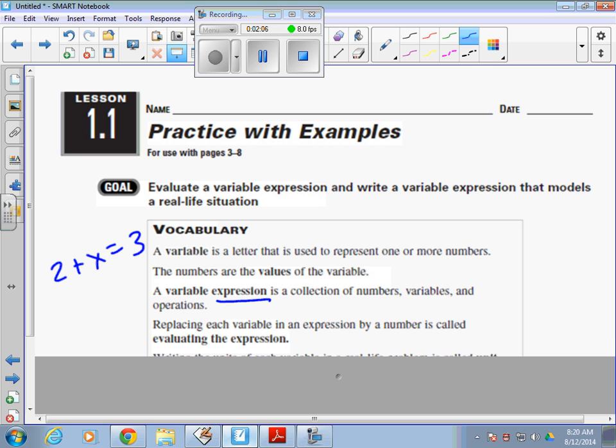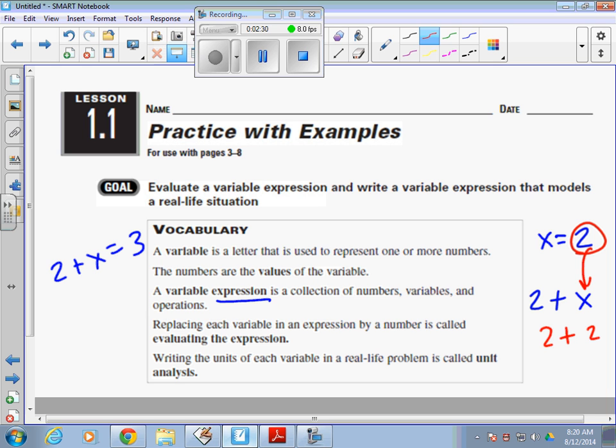Then it says replacing each variable in an expression by a number is called evaluating the expression. For example, x equals 2. 2 plus x. Evaluating the expression means you're taking this value of 2, you're plugging it right there, and saying 2 plus, now it becomes 2 instead of x. That's called evaluating the expression. Evaluating it and then simplifying it.